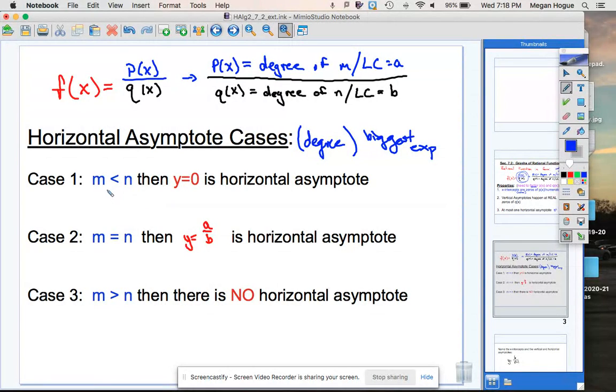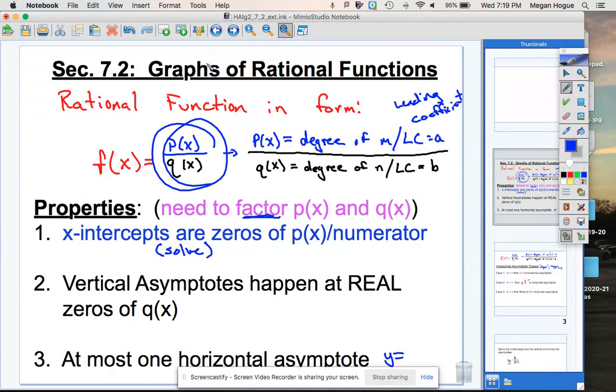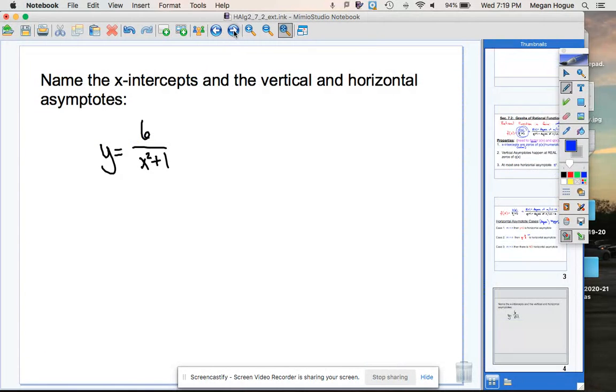When the biggest exponent on the top is less than the biggest exponent on the bottom, there is one horizontal asymptote, and it is at y equals 0. When the degrees are the same, there's still one, and that horizontal asymptote is y equals a over b, those leading coefficients. When the degree of the top is bigger than the degree of the bottom, there is no horizontal asymptote. So we're going to figure out these three cases by hand, and then use Desmos to graph it for us and make a sketch.